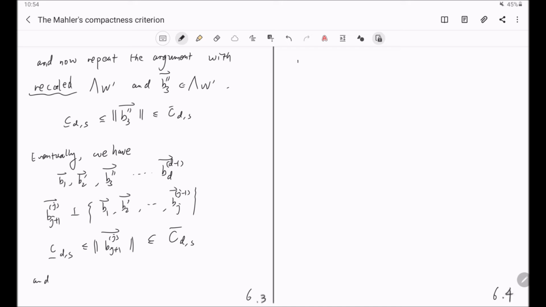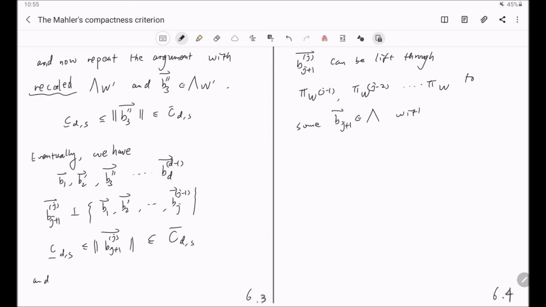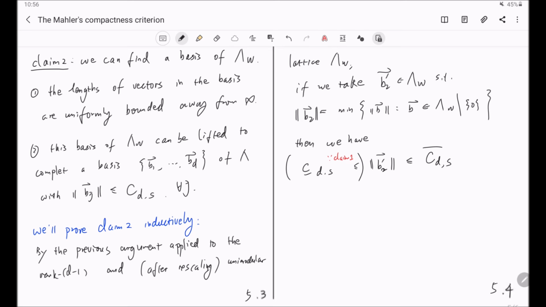And this B sub j plus 1, j primes, can be lifted through first pi sub w j minus 1, and second pi sub w j minus 2, all the way to pi sub w, to some vector b sub j plus 1 in lambda, with b sub j plus 1's norm bounded by some constant that only depends on D and S. And this will finish the proof of this claim 2.